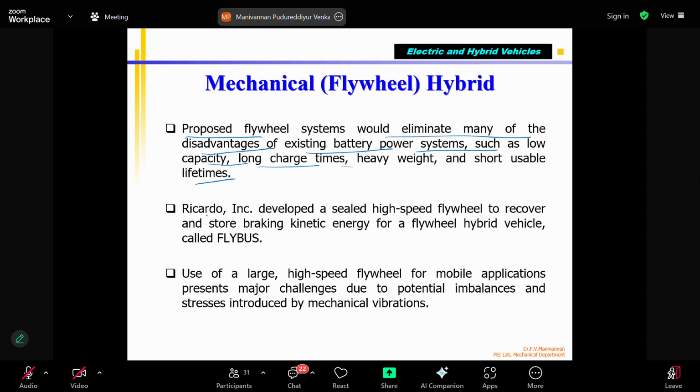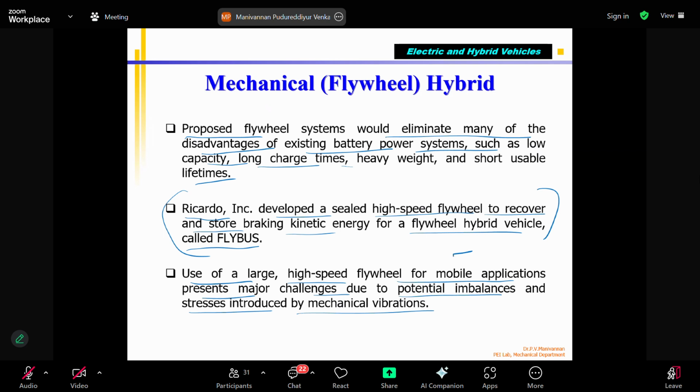We know one company called Ricardo in the UK. They developed a sealed high-speed flywheel to recover and store energy from regenerative braking for a flywheel hybrid. They called it the Flybus. This company is a very popular research institute in the UK. They tried and they were successful. But the use of a large, high-speed flywheel for mobile application was a major challenge due to potential imbalances, induced stresses, mechanical vibration, all these things. So even though there are many advantages, it is not very useful for mobile application.